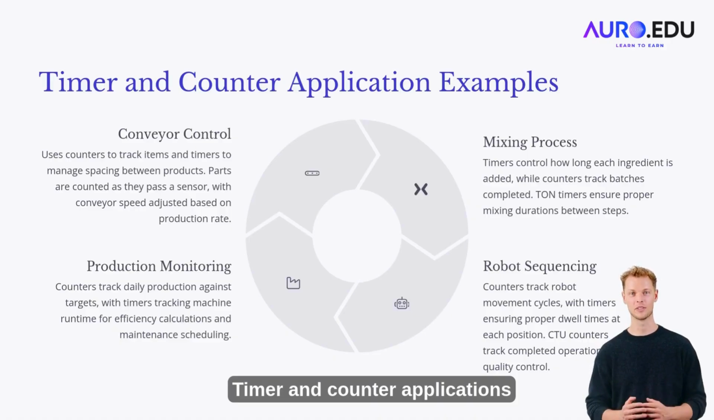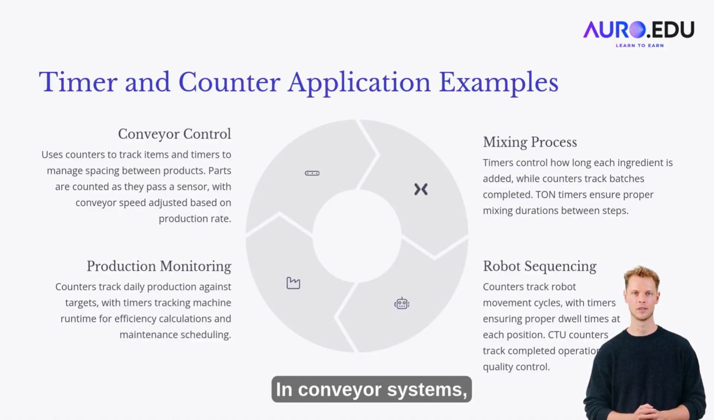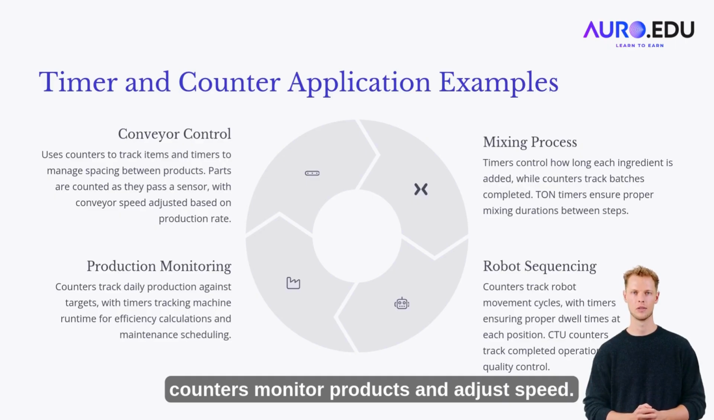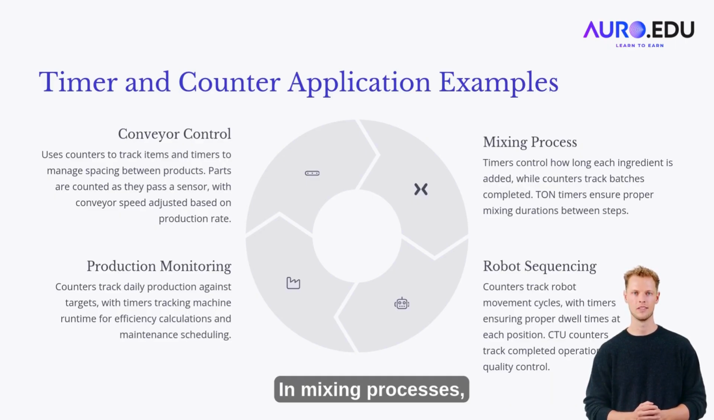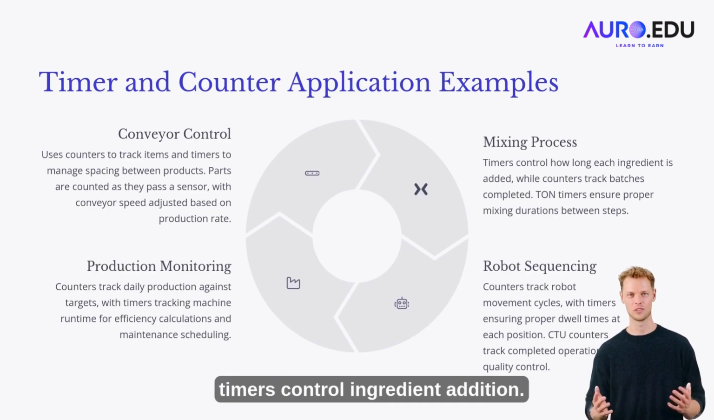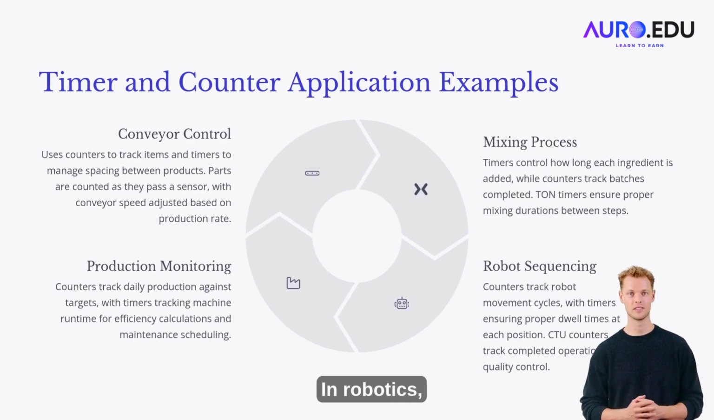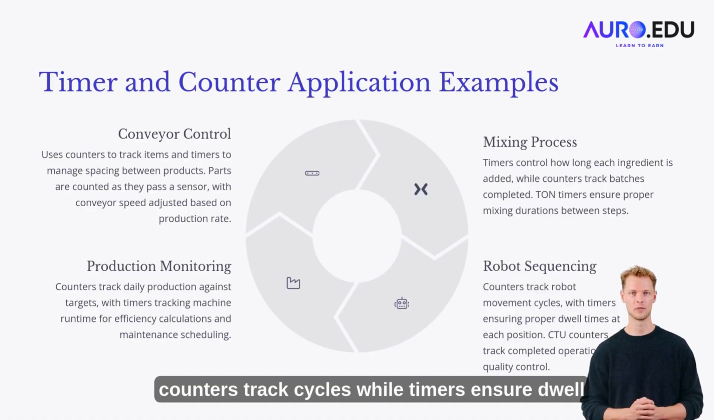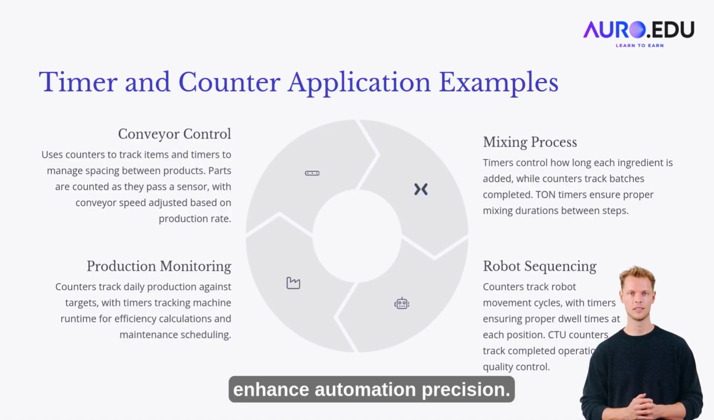Timer and counter applications. In conveyor systems, counters monitor products and adjust speed. In mixing processes, timers control ingredient addition. In robotics, counters track cycles while timers ensure dwell times. These examples show how timing and counting enhance automation precision.